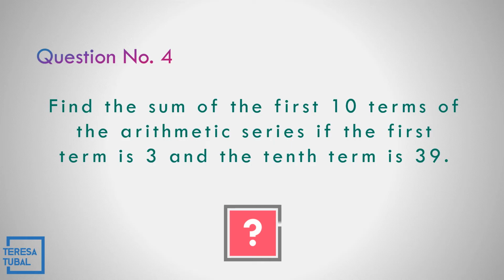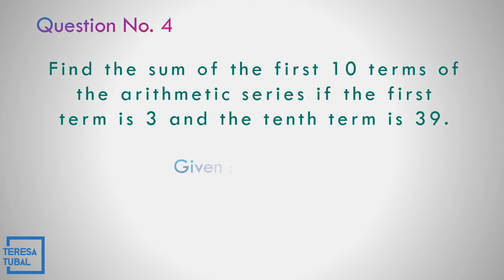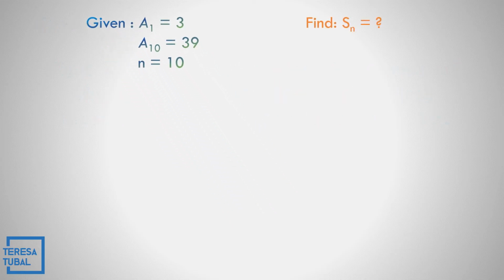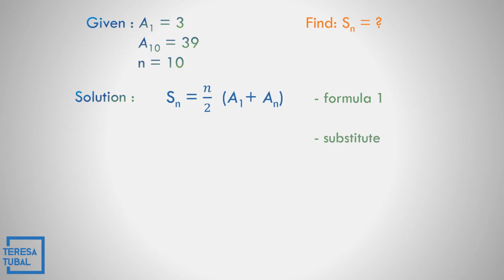Question number 4. Find the sum of the first 10 terms of the arithmetic series if the first term is 3 and the 10th term is 39. Given is first term is 3, 10th term is 39, the number of terms is equal to 10. The formula to be used is Formula number 1 because we have the last term. S sub n is equal to n over 2 times the quantity a sub 1 plus a sub n.